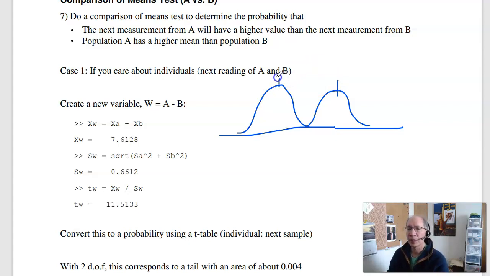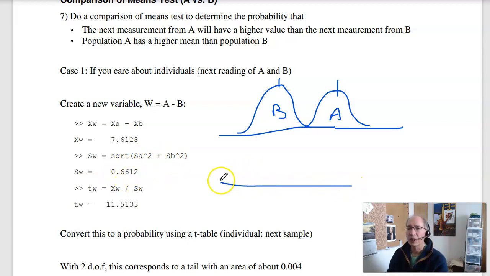To do that, what I do is I form a new variable, W. That's the difference between the two, where A is correct and B is incorrect. The mean of W is just the mean of A minus the mean of B. The standard deviation of W is the square root of the variance. The variance is the sum. Variance is add. So now the standard deviation is 0.66.